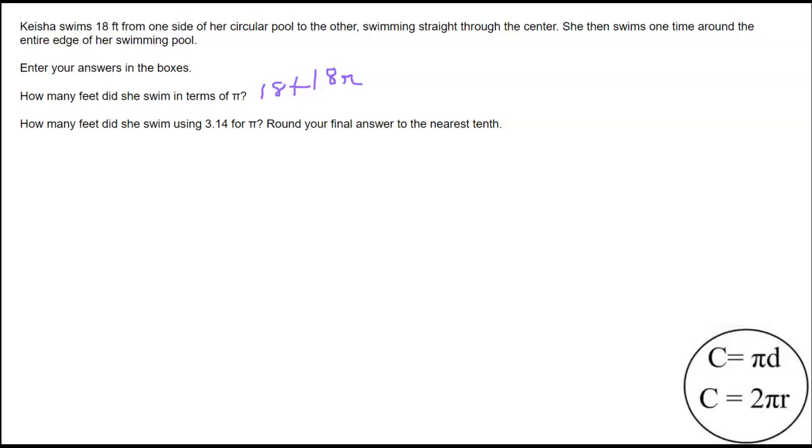So we're going to find circumference in the same way, and then we're going to say 18 plus 18 times 3.14, and that's going to be her approximate answer around the pool.